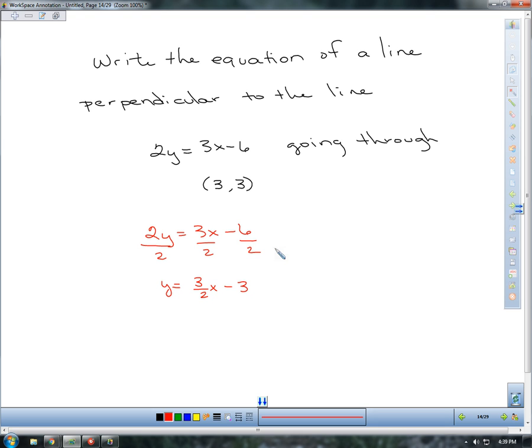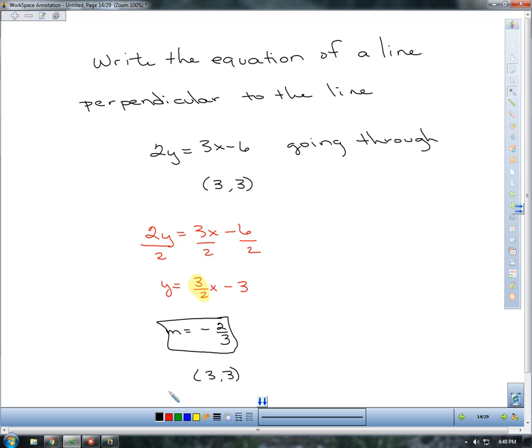Now remember, I don't care about the y-intercept. All I need from this equation is the slope. If I want a perpendicular slope to this, I've got to change the sign and flip it. So the slope of my line that I'm going to be writing is negative 2/3. And then our point is 3, 3.